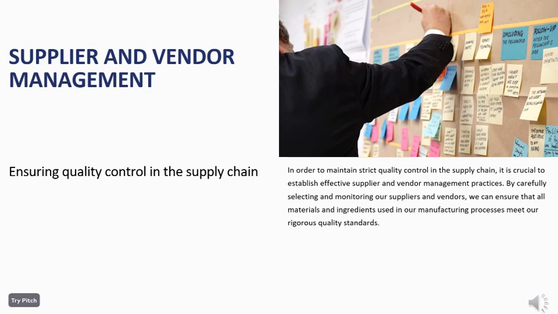This slide is about supplier and vendor management. In order to maintain strict quality control in the supply chain, it is crucial to establish effective supplier and vendor management practices. By carefully selecting and monitoring our suppliers and vendors, we can ensure that all the materials and ingredients used in our manufacturing process meet our rigorous quality standards.